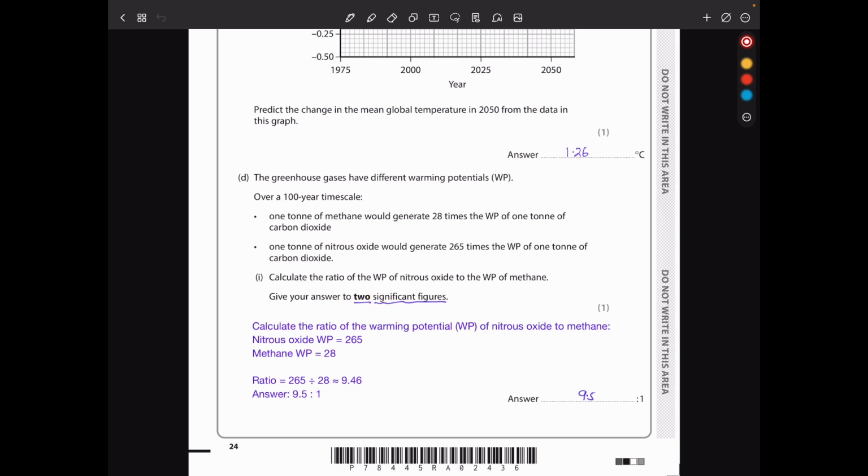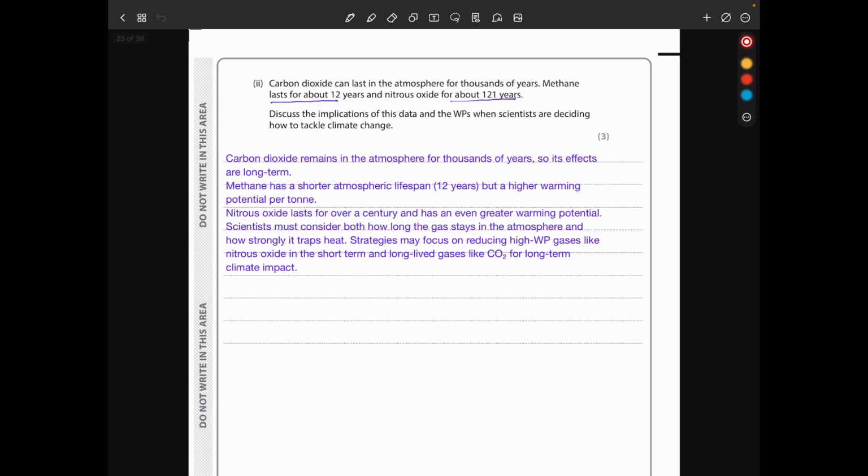So from the data, nitrous oxide is 265 and methane is 28. So all I needed to do is divide by that. I got 9.46, and so my ratio was 9.5 to 1, and that is the answer here, of course, to 2 significant figures. And next, they say carbon dioxide can last in the atmosphere for thousands of years. Methane lasts for 12 years and nitrous oxide for 121 years. They say discuss the implications of this data and the WPs when scientists are deciding how to tackle climate change.